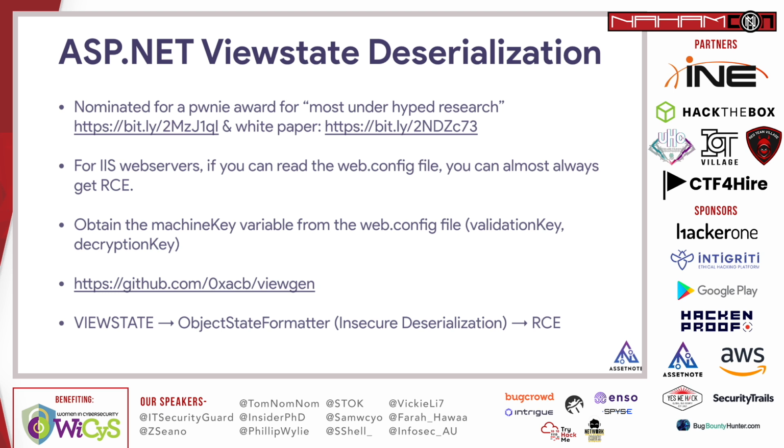You grab the machine key variable from the web.config file, which includes the validation key and the decryption key. Then you can use a tool such as ViewGen, made by Andre, or ysoserial.net, and exploit the view state parameter so that you can sign an arbitrary view state which is malicious, and you can ultimately end up at the sink of object state formatter, which is vulnerable to deserialization, and from there you can get RCE.